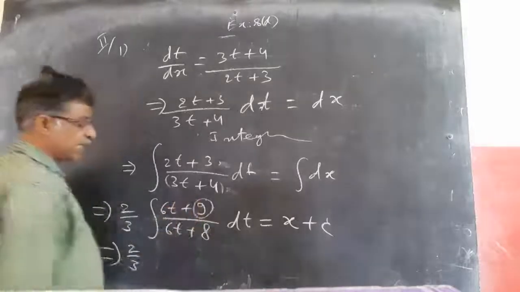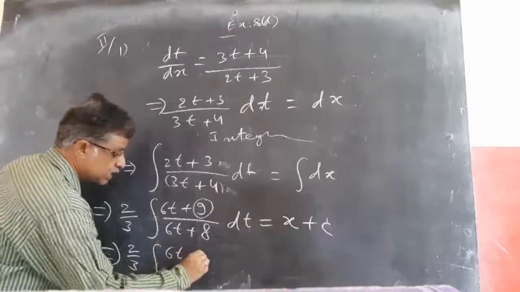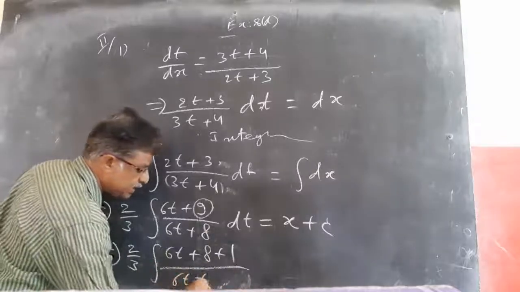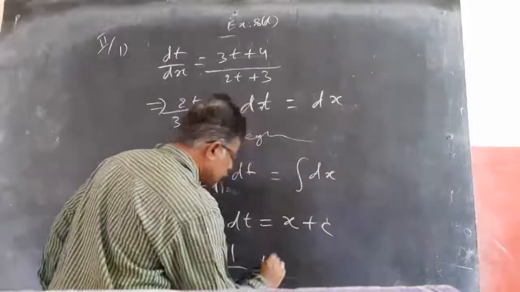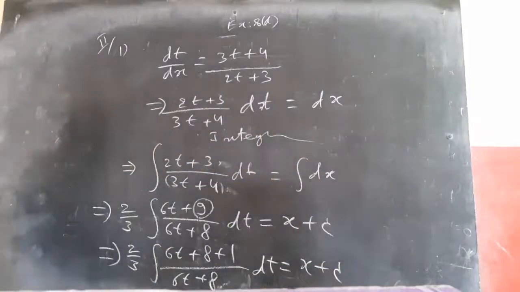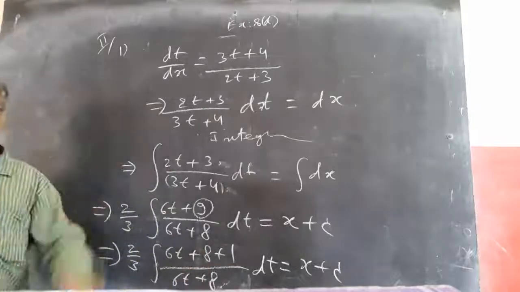So 9 you can write as 8 plus 1. Now, how I am using the logic? This 9 I am writing as 8 plus 1. So it becomes 6t plus 8 dt equal to x plus c asterisk. Now if I split, this becomes 1, this becomes 1 by 6t plus 8.